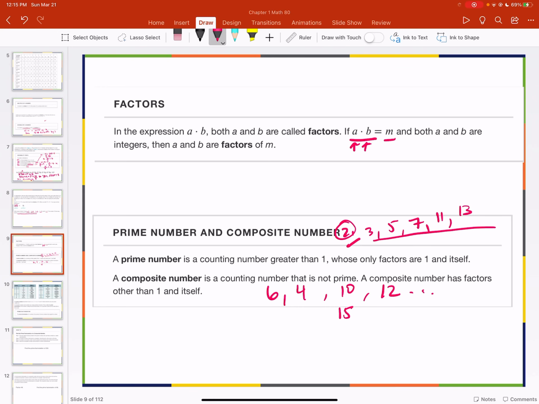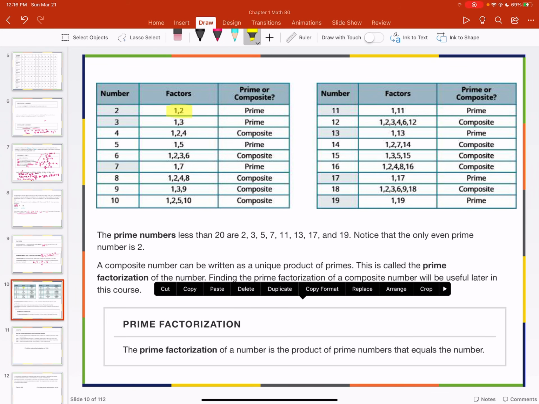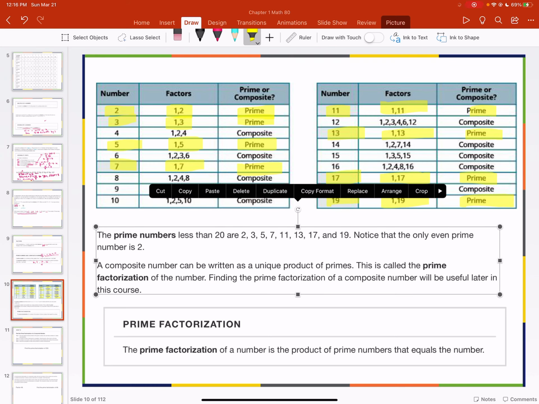Okay, so here we have a little chart where you have the number, the factors, and is it prime or composite. So notice that all the numbers that just have itself and 1 as factors are prime, right? 5 is prime, 2 and 3 are prime, 7 is 1 times 7, prime. The rest are composite. 11, just like I said, 13, and then we have 17 and 19. Okay, those are the first few primes. And the only even prime is 2. Other than that, it's odd.